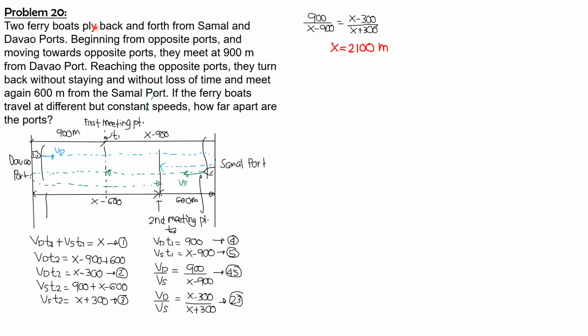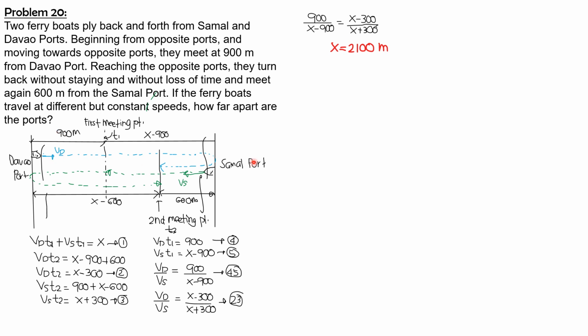So this is the last problem. Two ferry boats ply back and forth from Samal and Davao ports. Beginning from opposite ports and moving towards opposite ports, they meet at 900 meters from Davao port. Reaching the opposite ports, they turn back without staying and without loss of time and meet again 600 meters from the Samal port. If the ferry boats travel at different but constant speeds, how far apart are the ports?